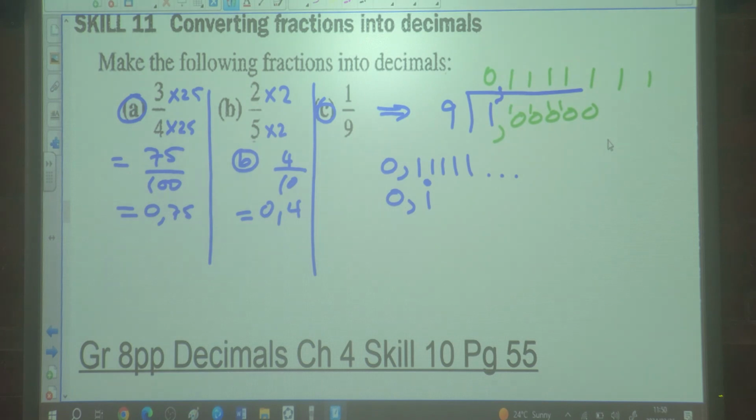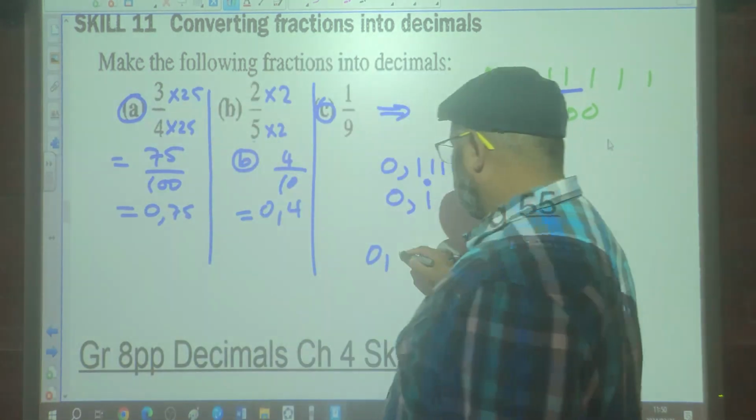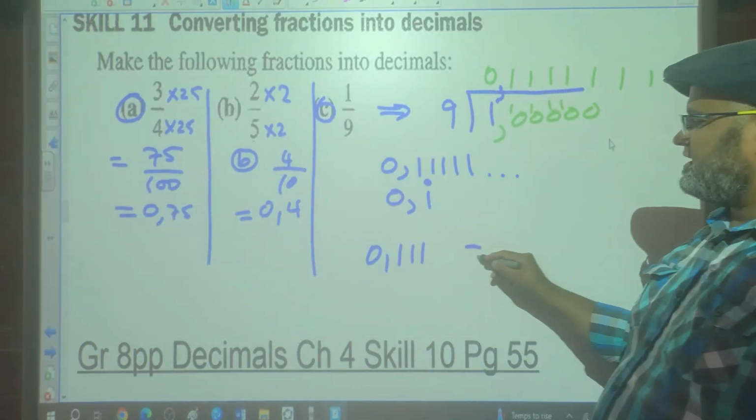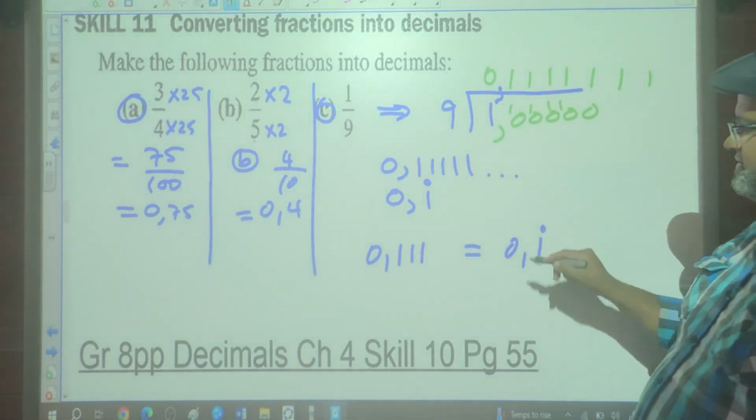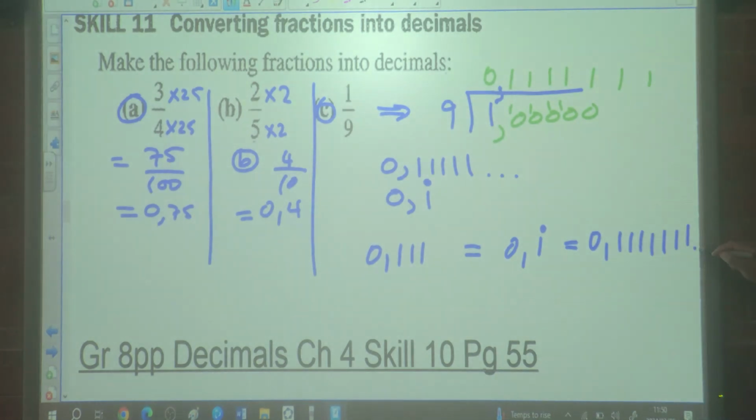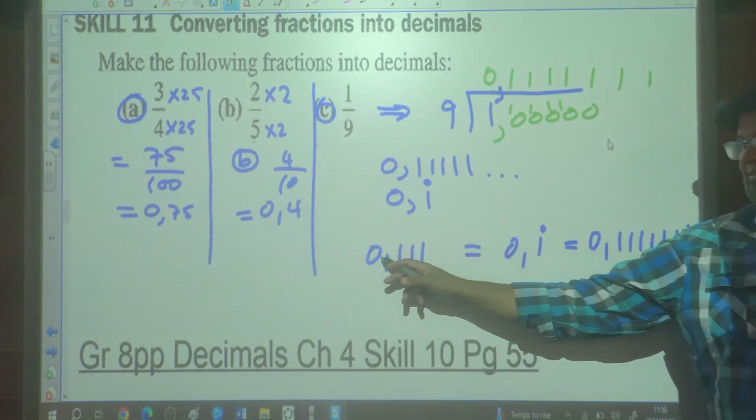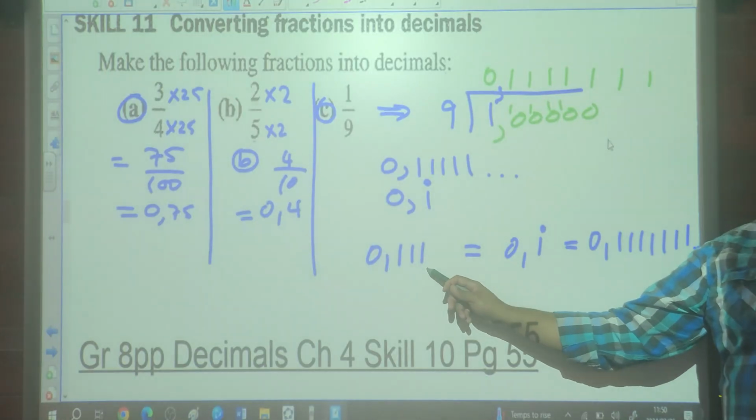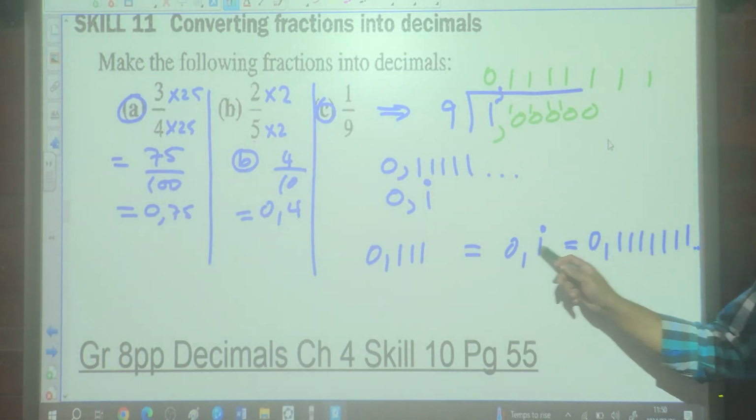Yes, Michael? Can you have a short line? Short line, dot is the same. She's asking, is 0,111 the same as 0,1 recurring, which is equal to 0,1111 and it carries on? Is that the same? No, that actually stops here. Okay? However, those two are the same.